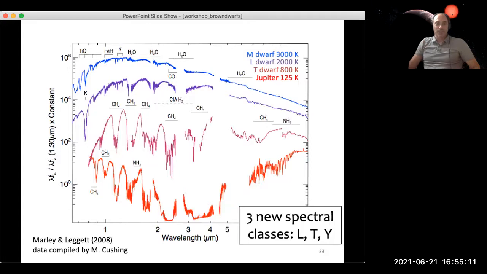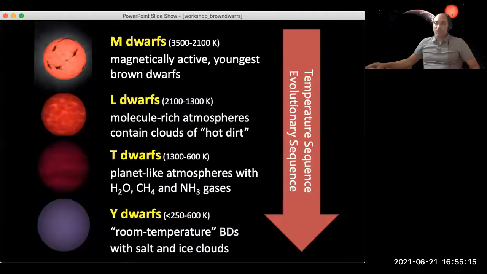And just to summarize some of the main properties that we see for these objects. M dwarfs, as I said, are these hotter stars, and they encapsulate the youngest brown dwarfs. They also turn out to be very magnetically active, and that's something that we may or may not touch upon this summer. L dwarfs are the next class, and again, they change in their appearance largely because they start to form condensates in their atmosphere. And we'll talk about what those condensates are in just a little bit.